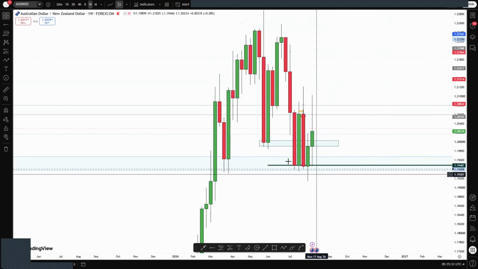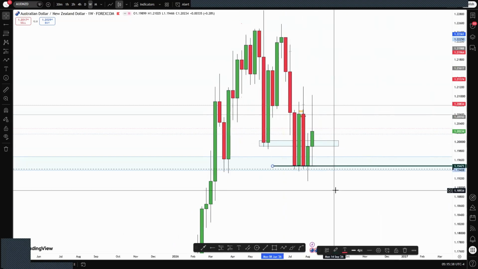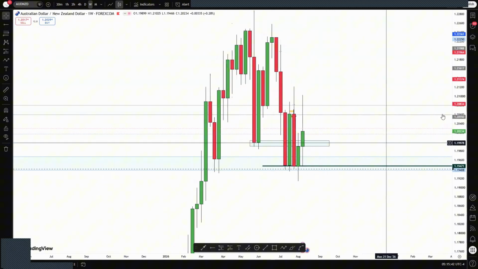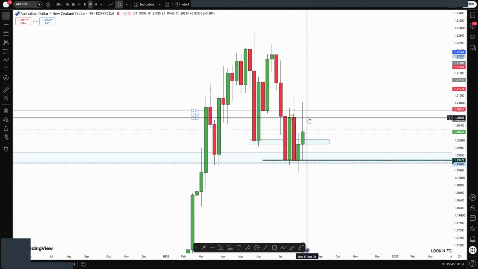I can see that price is just roughly around this level, right? And that's a daily time frame where we have to look for sells. And the next OG level is this one.